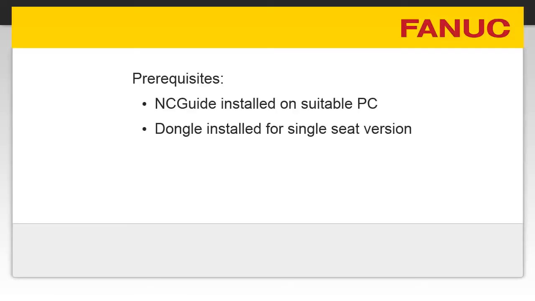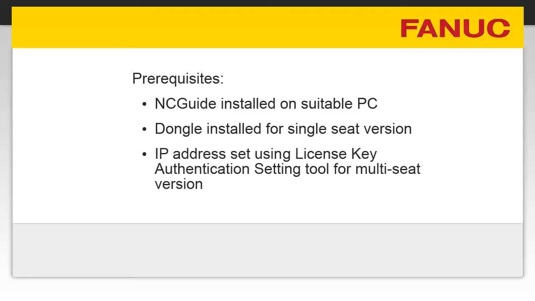For an NC Guide single seat license, the dongle must be plugged into the PC that will run NC Guide. For a network license seat, the license key authorization setting tool must be used to set the IP address of the personal computer or server that has the license dongle installed.